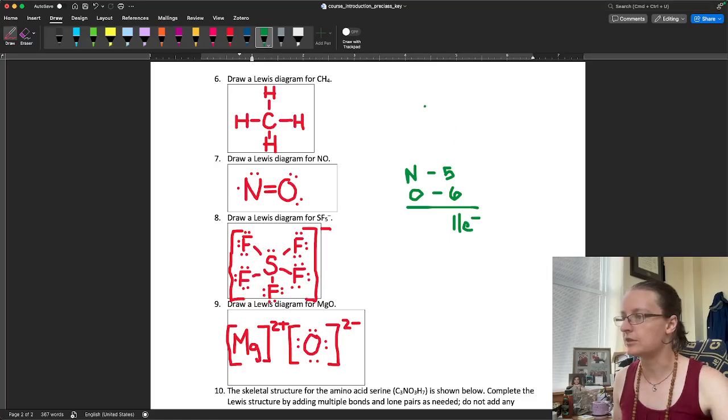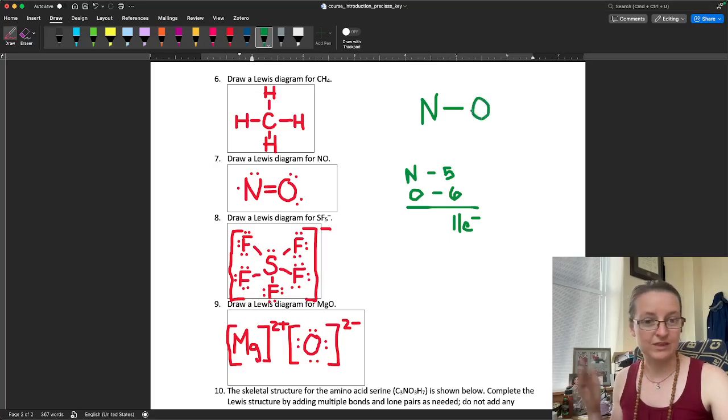So the first thing I'm going to do, and I'm going to draw my scratch work up towards the top of the screen, is I'm going to draw the skeletal structure, which gives me 1 bond between the nitrogen and the oxygen. 1 bond is 2 electrons, so I'll subtract that off, and it looks like I have 9 electrons that I need to still place on this molecule.